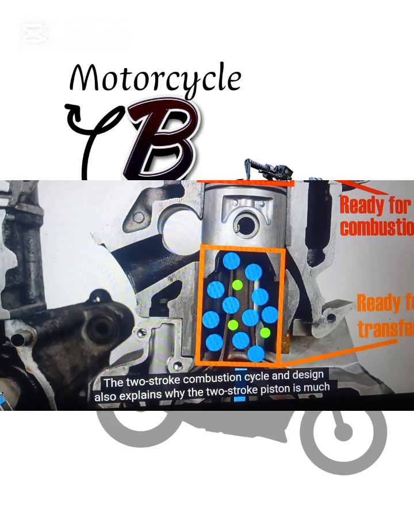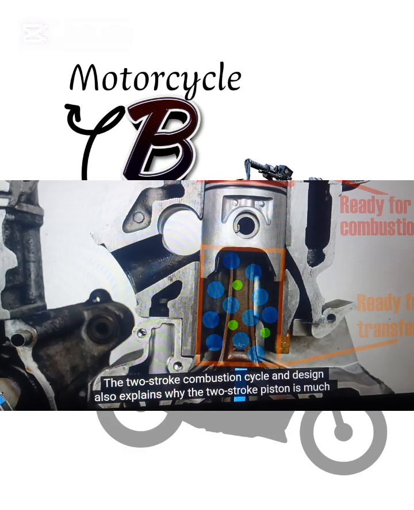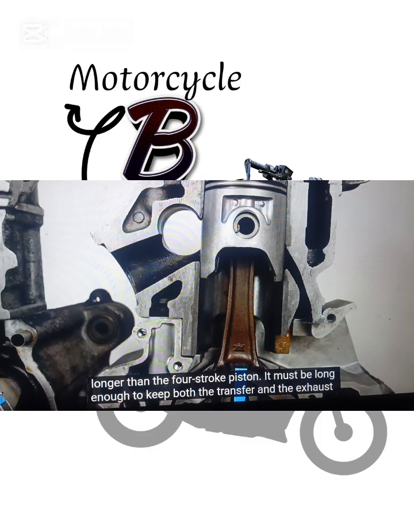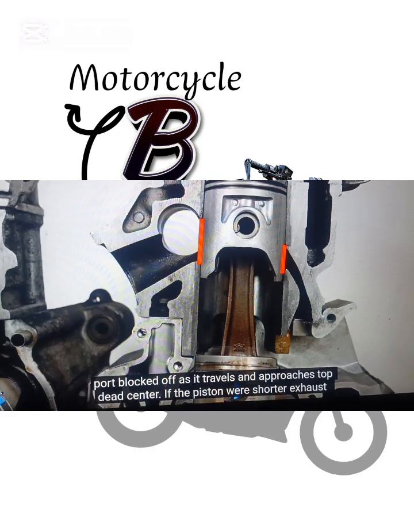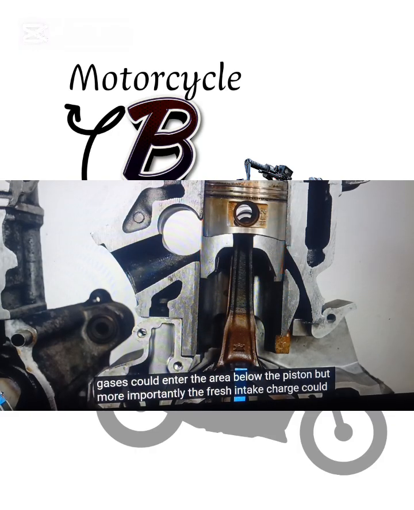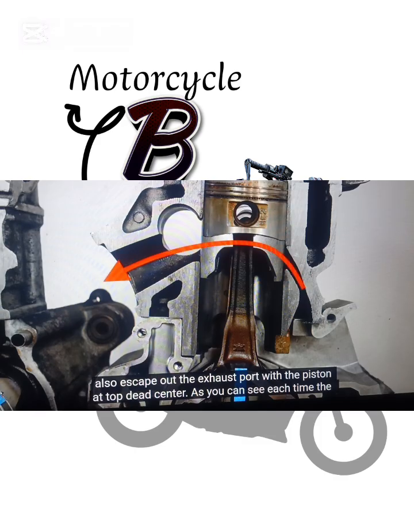The two-stroke combustion cycle and design also explains why the two-stroke piston is much longer than the four-stroke piston. It must be long enough to keep both the transfer and the exhaust port blocked off as it travels and approaches top dead center. If the piston were shorter, exhaust gases could enter the area below the piston, but more importantly, the fresh intake charge could also escape out the exhaust port with the piston at top dead center.